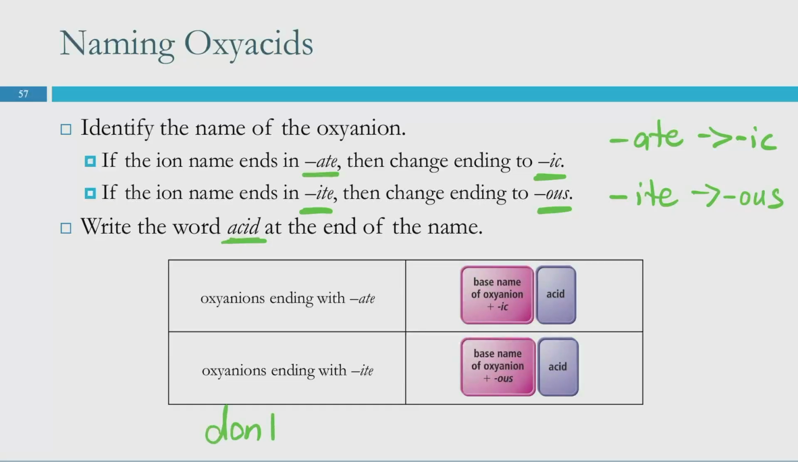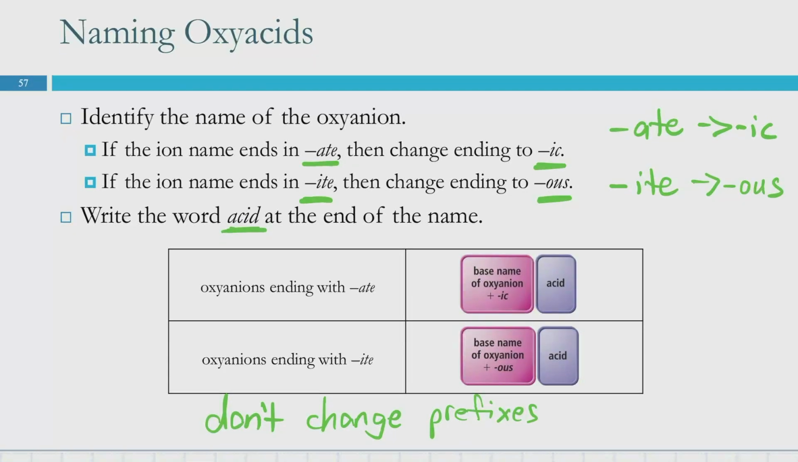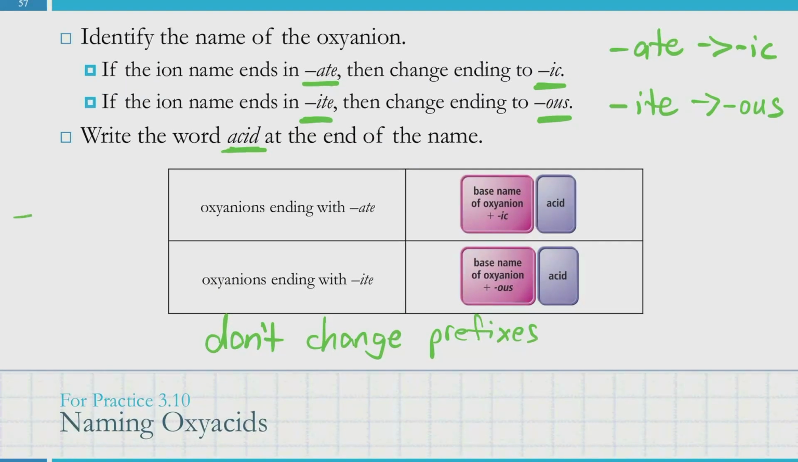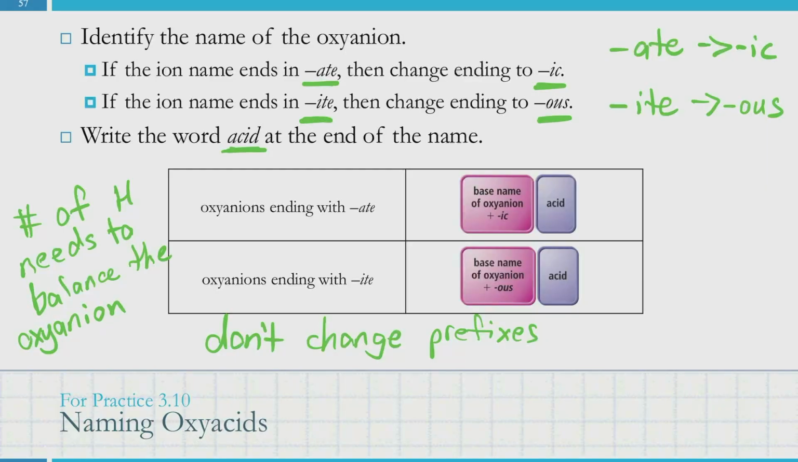A note, we don't change prefixes. So if we have persulfate, we don't change anything about the per part. It's just persulf, and then we change the -ate to -ic. Persulfuric acid, for example. I think we'll see an example, hopefully, in here. And just because I didn't mention it or write it out explicitly, the number of H's needs to balance the charge. So the oxyanion charge will get balanced out by an appropriate number of hydrogen ions.